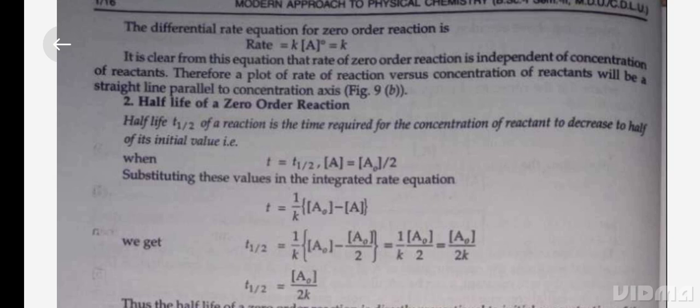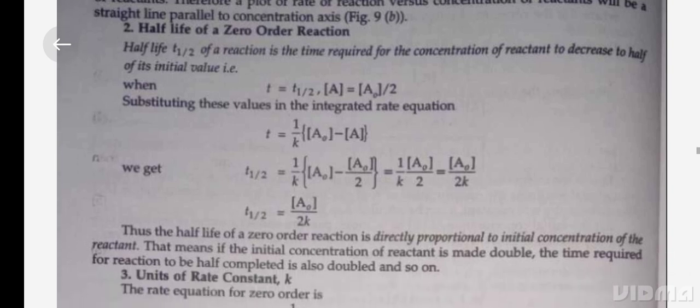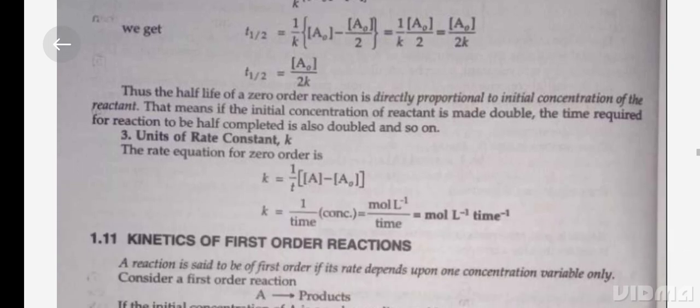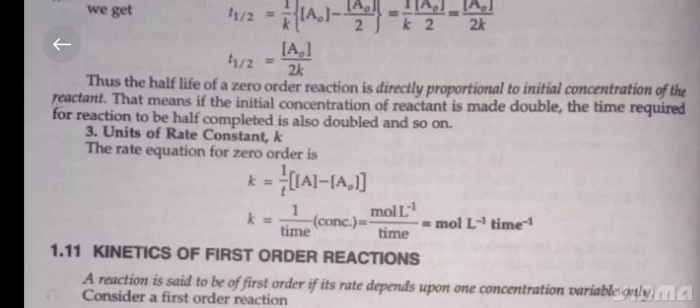Half-life of a zero-order reaction. Half-life t half of a reaction is the time required for the concentration of reactant to decrease to half of its initial value. At t is equal to t half, A is equal to A naught by 2. Substituting these values in the integrated rate equation, we get t half is equal to A naught by 2K. Thus, the half-life of a zero-order reaction is directly proportional to the initial concentration of the reactant. That means if the initial concentration of reactant is doubled, the time required for the reaction to be half completed is also doubled, and so on.